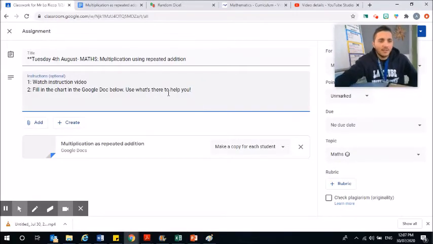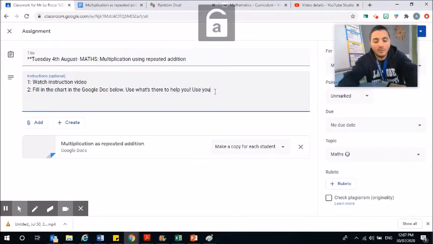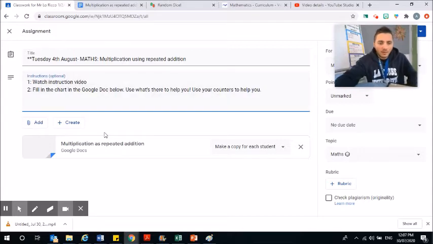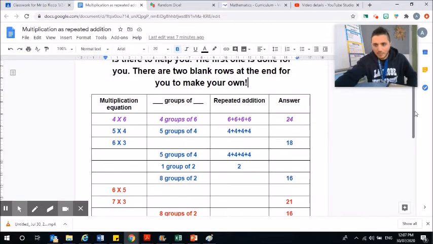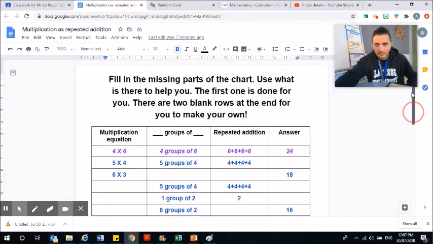Your task today. After you've watched this video, it says fill in the chart in the Google Doc below. Use what's there to help you. Also, use your counters to help you. All right, so when you click on that link, it will take you to this page. Yours will look exactly like this. It says here, fill in the missing parts of the chart. Use what is there to help you. The first one is done for you. There are two blank rows at the end for you to make your own.